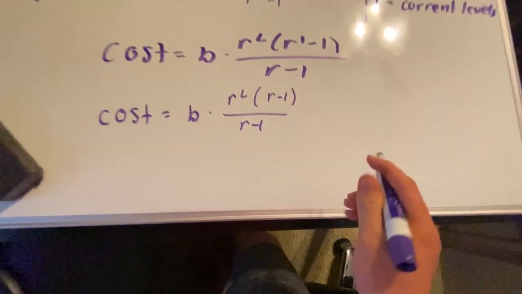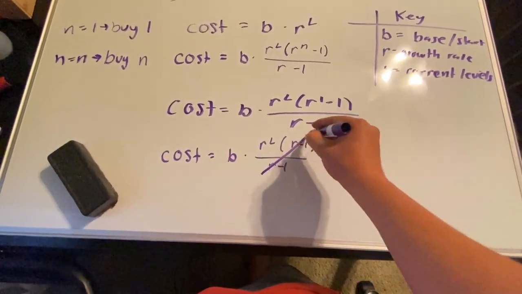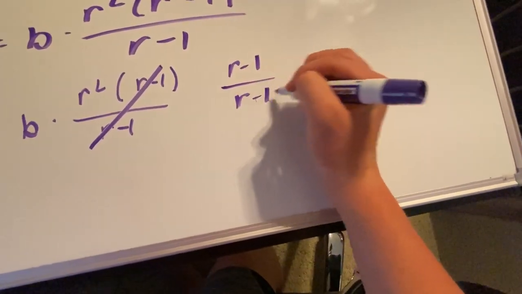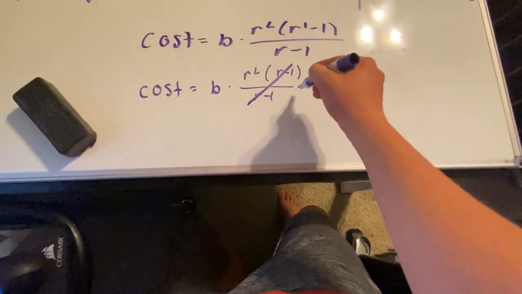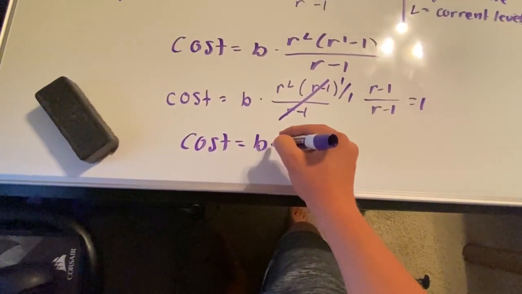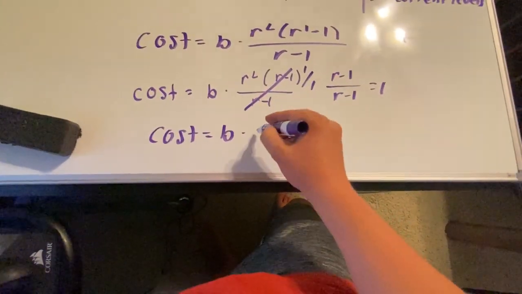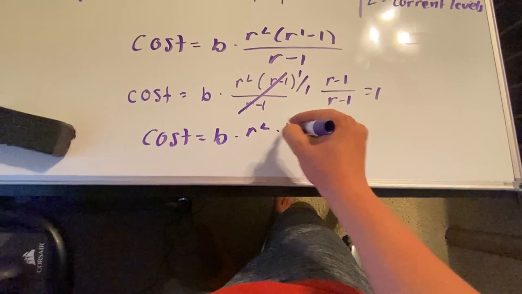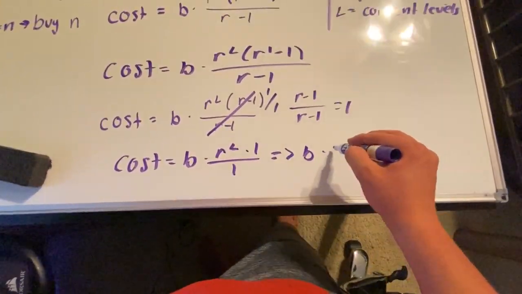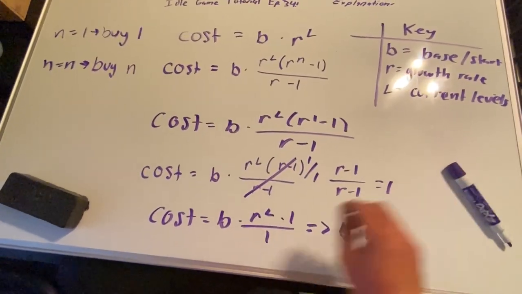Now, if you've taken algebra or any class higher than that, you should know what to do right now. We can simply just get rid of these or just replace these with 1 because r minus 1 divided by r minus 1 is equal to 1. So that becomes 1 over 1. So then we rewrite it as cost is equal to b times r to the l times 1 over 1. But we can just simplify this to b times r to the l like that. Hopefully that makes sense. It's really cool how this all came together.